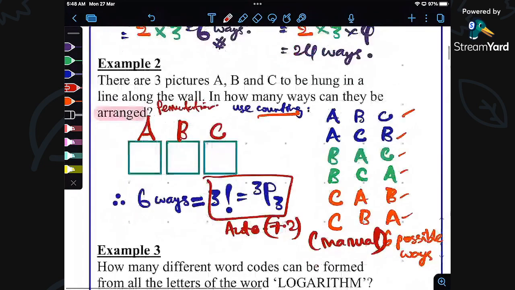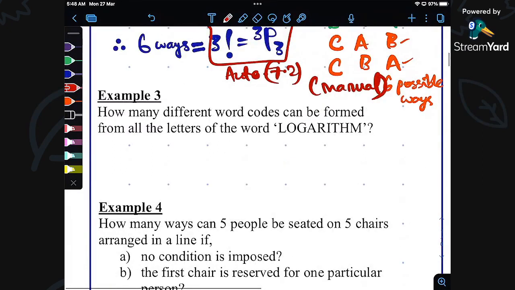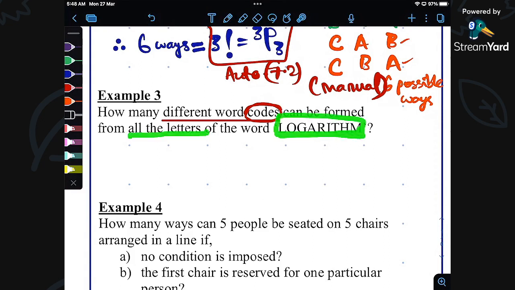Let's have a look at another example here. So how many different word codes? Codes means like your password code, okay, can be formed from all the letters from the word logarithm. Let's say these are the only alphabets that we have, and we can arrange them in how many ways that we can use these alphabets.